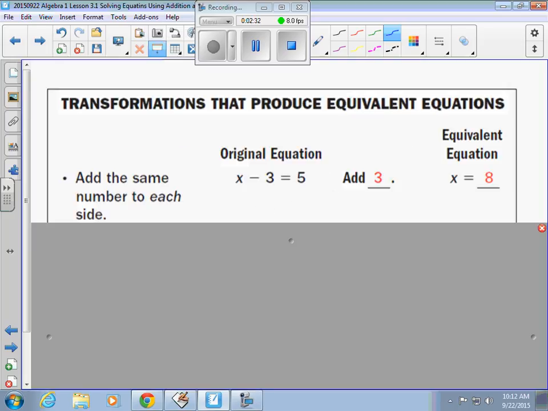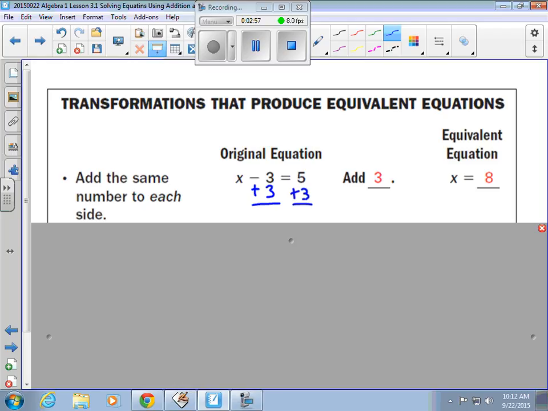Here are transformations that produce equivalent equations. The first equation is x minus 3 equals 5. In order to undo minus 3, you add 3. If you add it to one side, you need to add it to the other. So adding 3 to both sides is a transformation, plus 3. When you add 3 to both sides, you get 8.